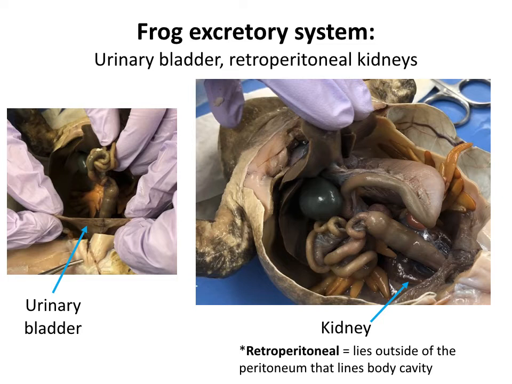Each kidney is connected through a ureter to the urinary bladder, okay, which is going to be very, very close to the cloaca. And then the urinary bladder connects to the cloaca through urethra, just like in you.